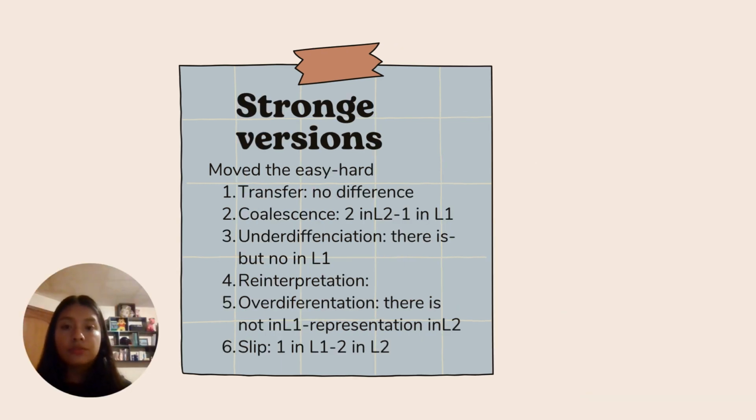Okay, finally, the strong version. The strong version is similar to the model hierarchy, but the difference is the strong version moves from hard to easy, but the model hierarchy moves from easy to hard. That is the difference. Another difference is in the strong version we can see six versions, but in the model hierarchy, we can see five models. This is a difference too.